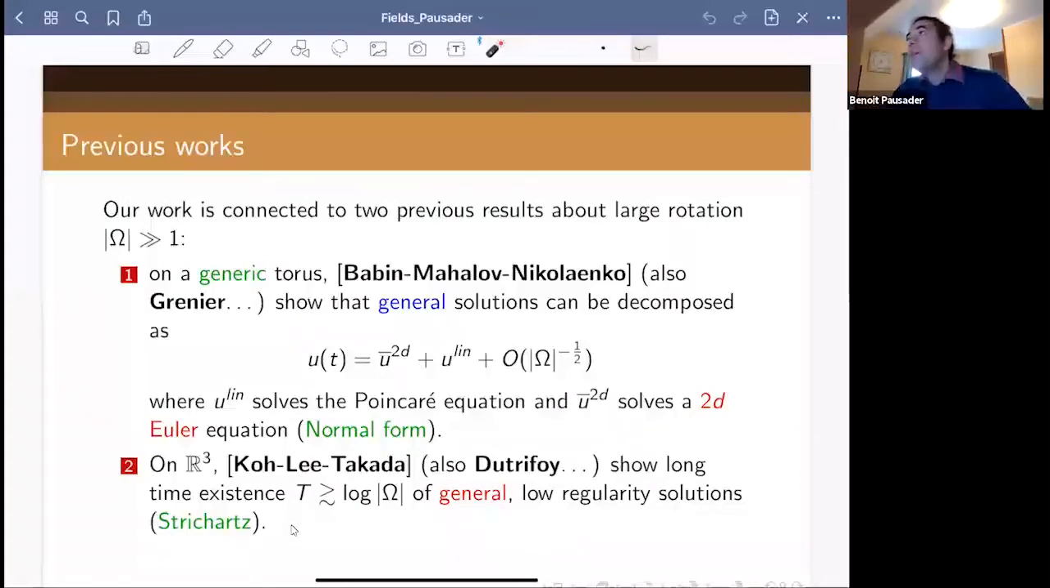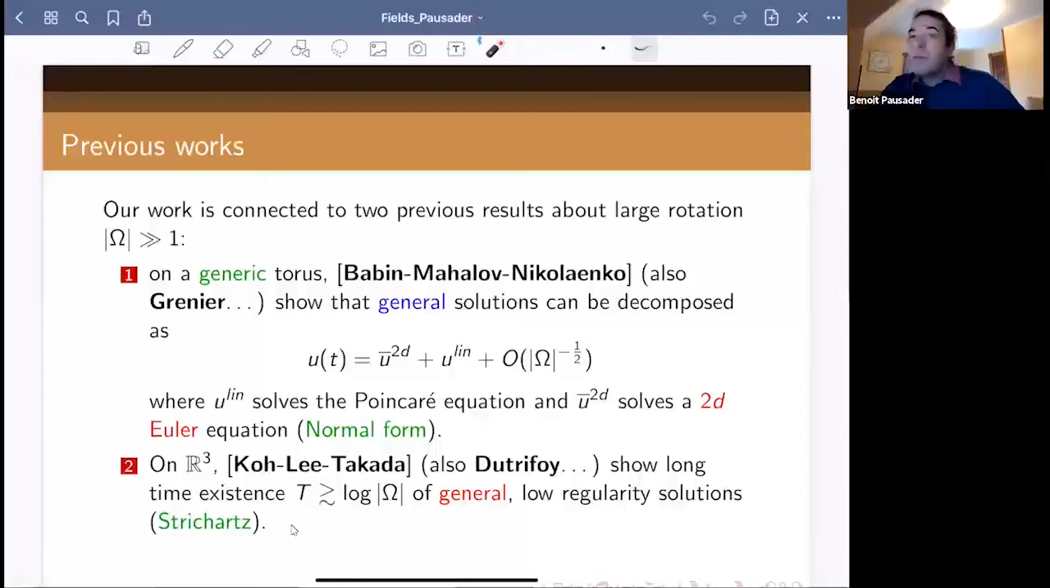So this is one work on this equation. Another work on this equation is on R3. In this case, a few people, Dutrifoy, but I think the latest result is by Koh, Lee and Takada. They showed that if you rotate fast enough, starting from any solution, you can make sure that your solution exists on a long time scale, which in this case is of the form log omega.